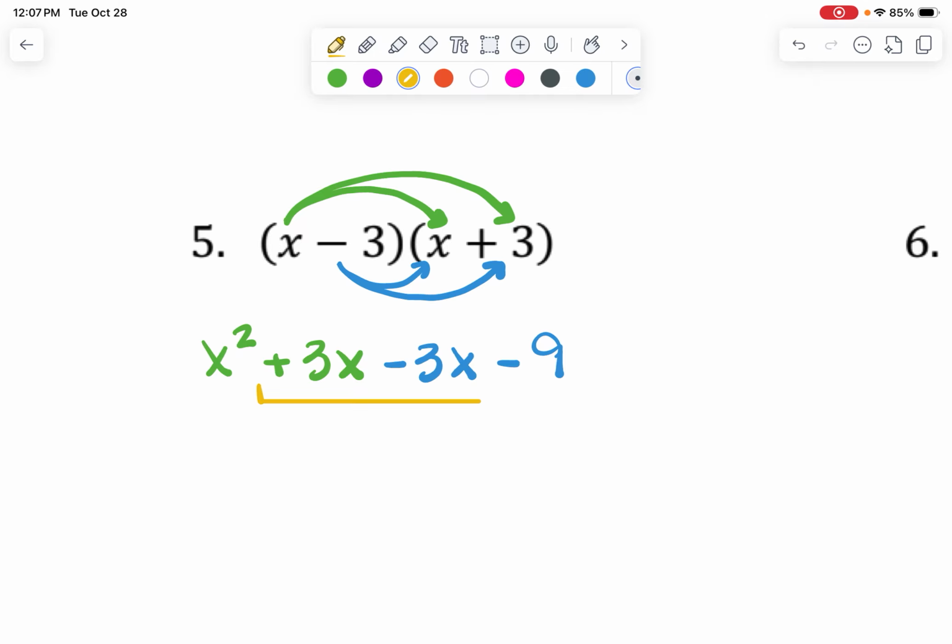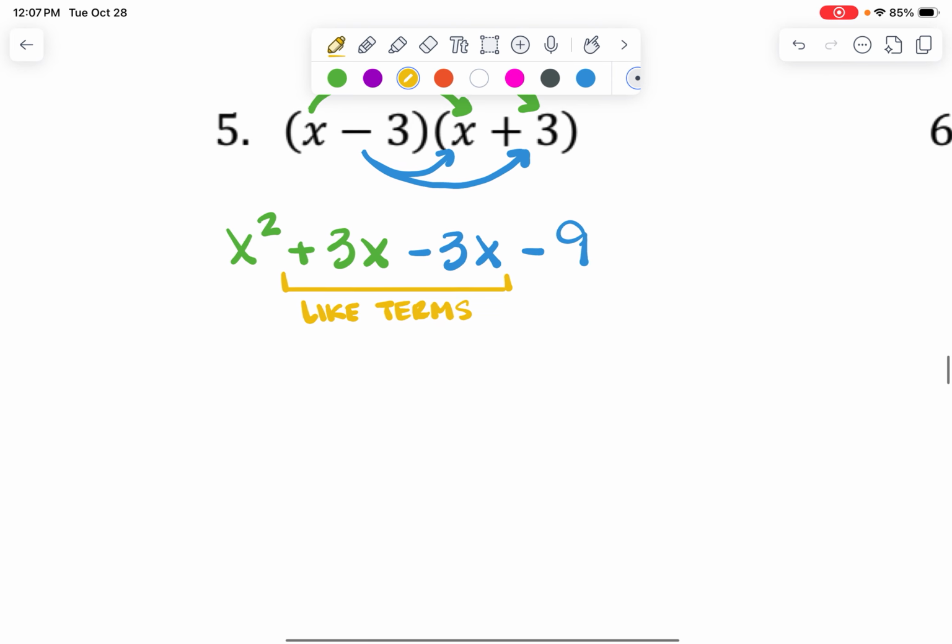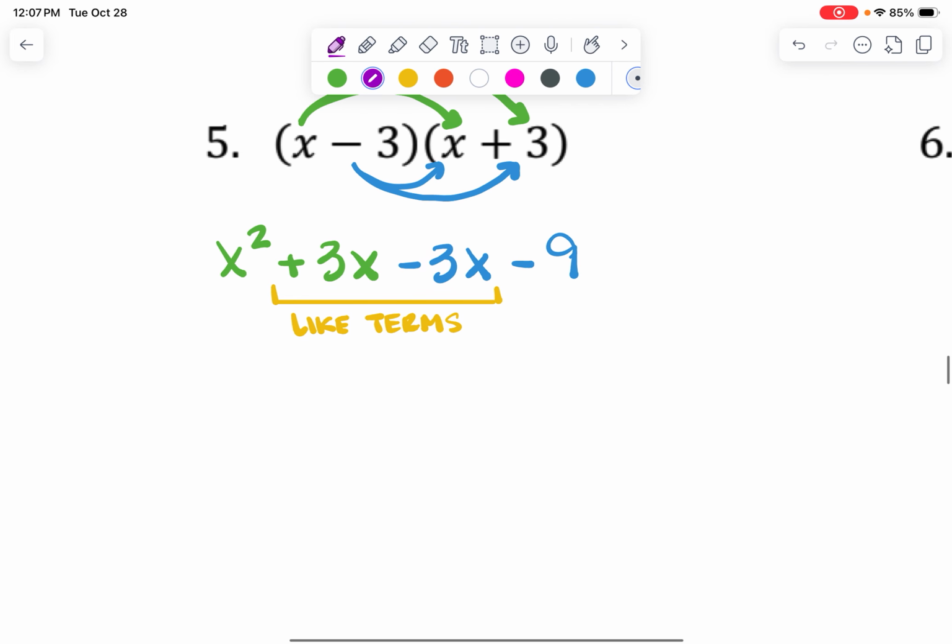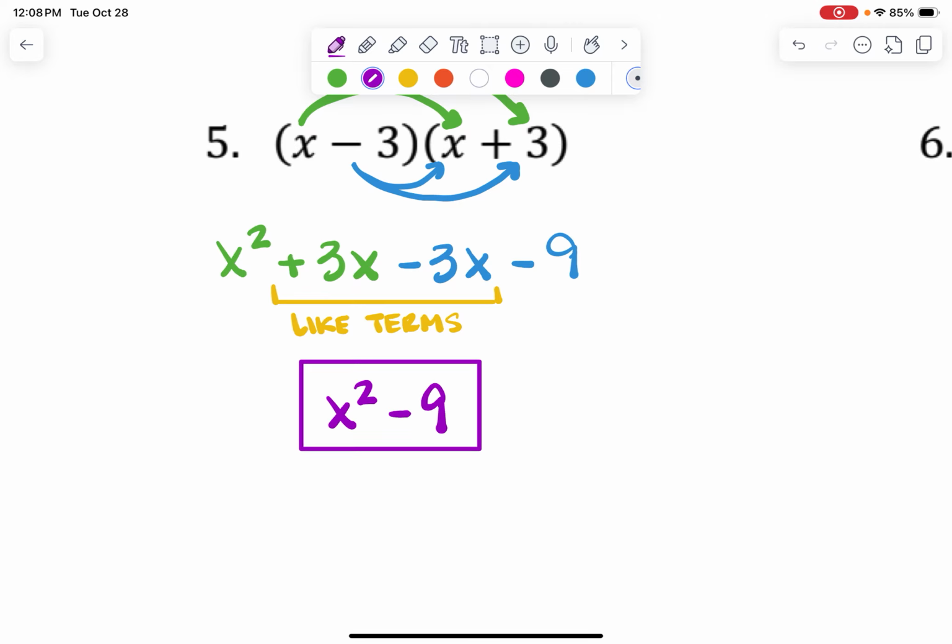Again, it's going to happen every single time, right? I have like terms in the middle. Now this one's pretty special because what do you notice happens with our like terms? Yep, they cancel out, right? Positive 3x's and negative 3x's gives me 0 x's, which means there's no x's left. So that means I'm just going to bring down my x squared and my minus 9. I don't have an x term in the middle because they all canceled each other out. Okay?